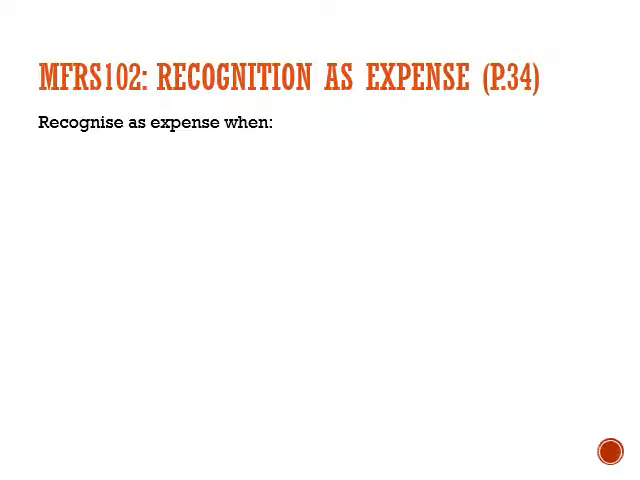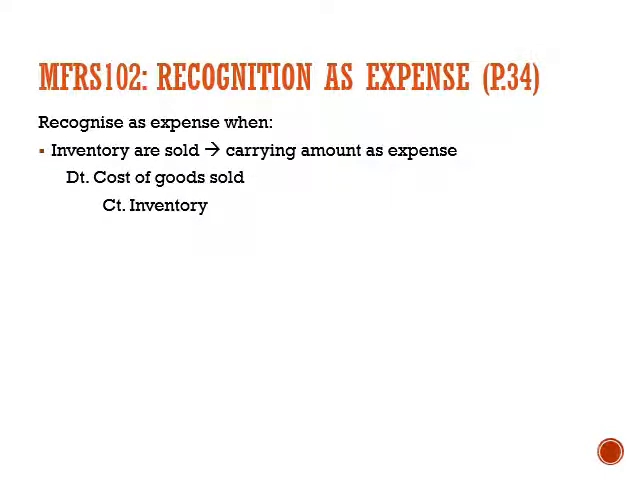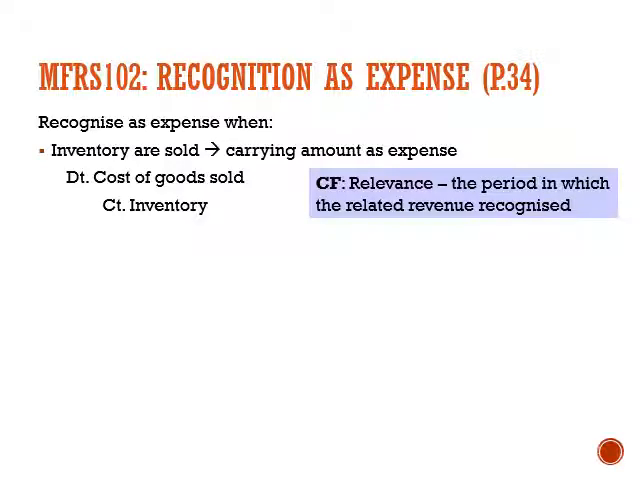Further, the standard requires the recognition of expense in relation to inventory for two different situations. First, when inventory is sold, the carrying amount of inventory shall be recognized as expense. In this case, it shall be recognized as cost of goods sold, and it shall be recognized in the relevant period where the related revenue is recognized. Meaning, if you sell the goods in the financial year 2021, the carrying amounts of those sold inventories shall be recognized as expense, or specifically cost of goods sold, in the financial year 2021 as well.